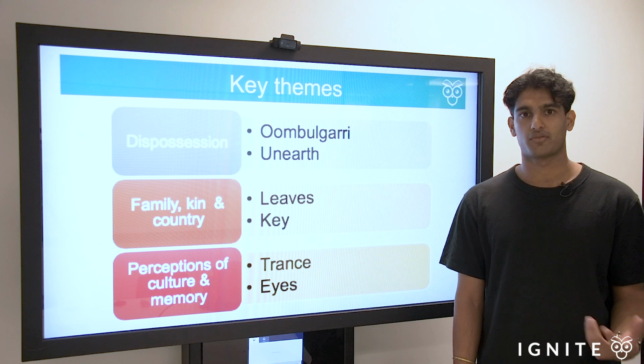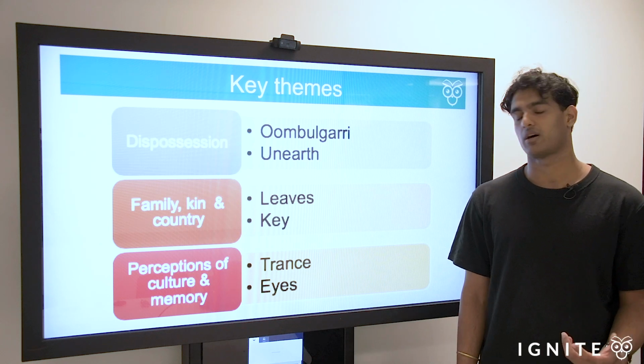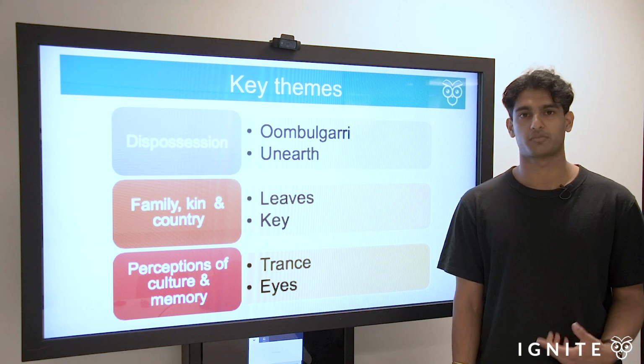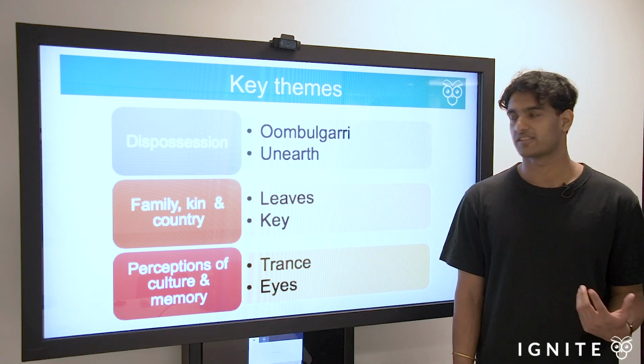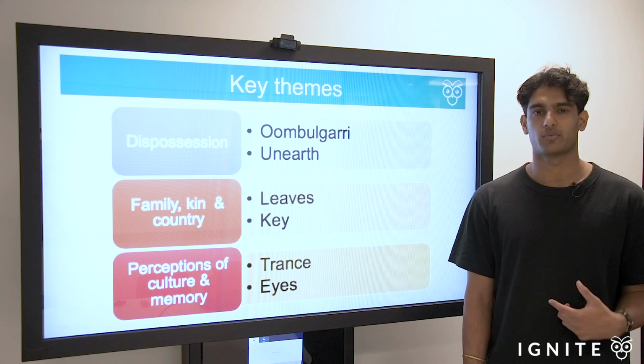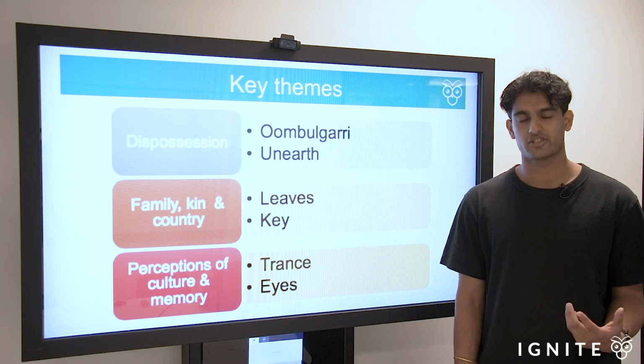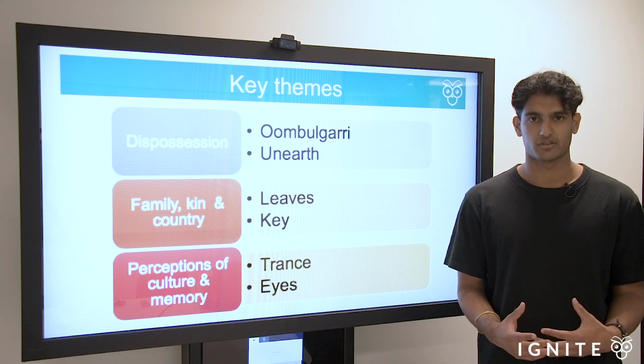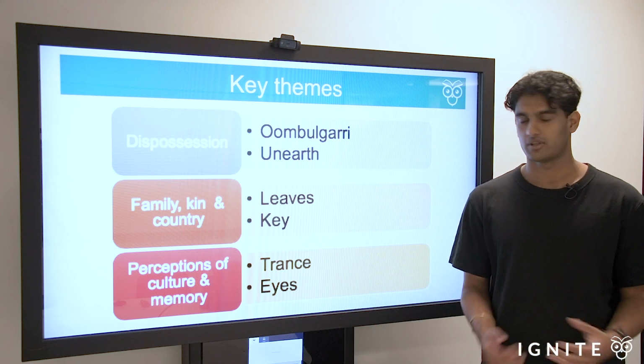And Eckermann herself was a member of the dispossession. She was a stolen child, as was her son, who was forcibly removed from her. And she talks about these themes at length in her poetry, and it forms a key part of the way in which she relates to her Aboriginal heritage and the disconnect she feels with the Australian landscape itself.